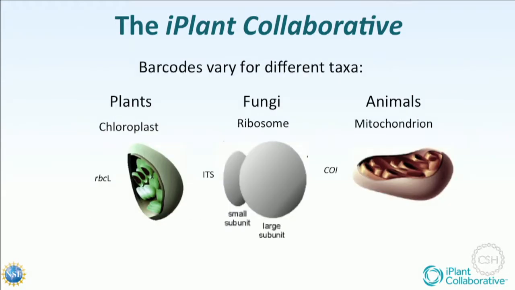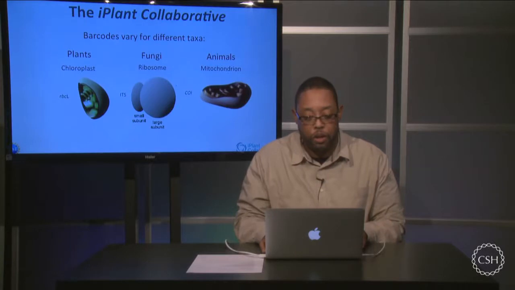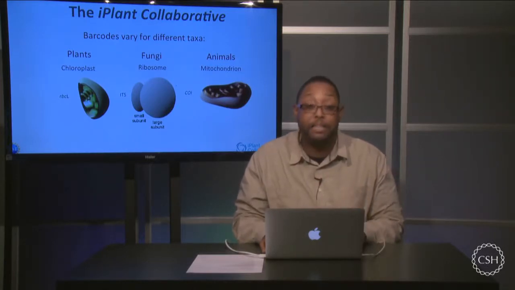Now, the different types of genes that we're going to use here are pretty synonymous with different groups. In plants, although they do have mitochondria, the main target that's identified is RBCL, which is actually a chloroplast gene known as Rubisco. In fungi, we're going to look at a nuclear ribosomal gene here. We're going to look at an ITS, which is an internal transcribed spacer, which is found on the nuclear ribosome. We're going to look at cytochrome oxidase 1, which is found in many, many different animals.